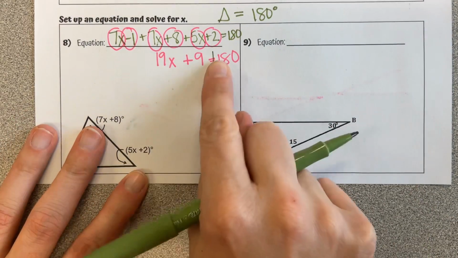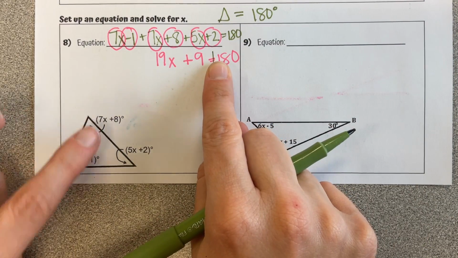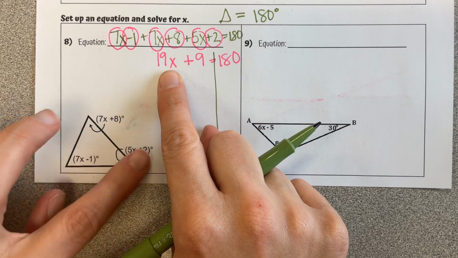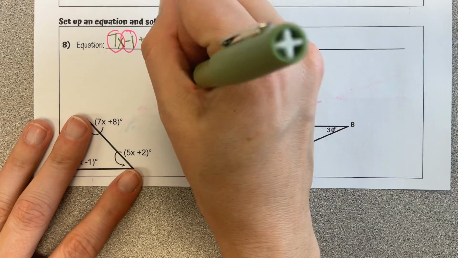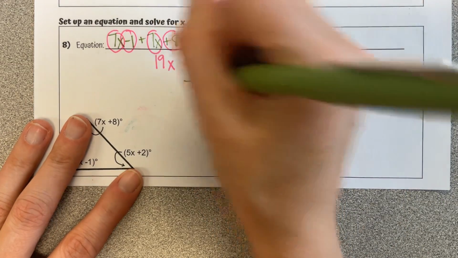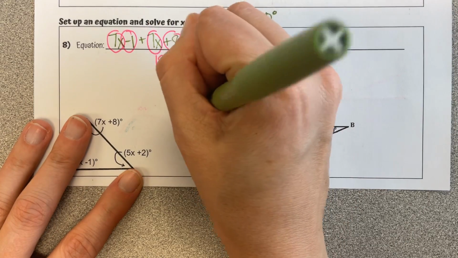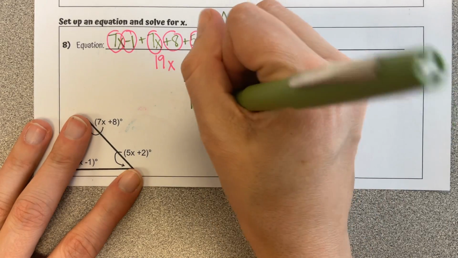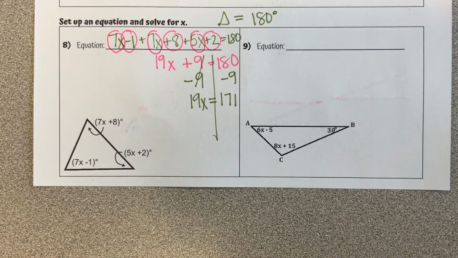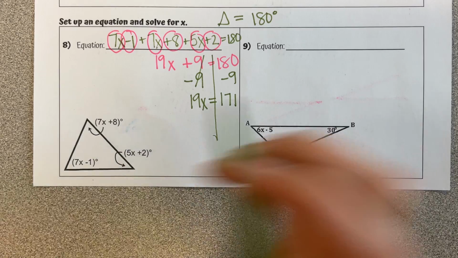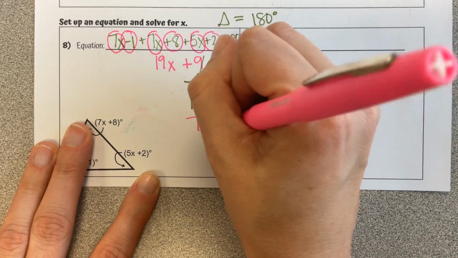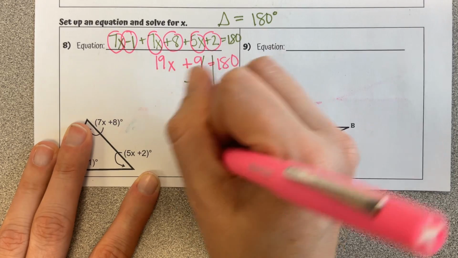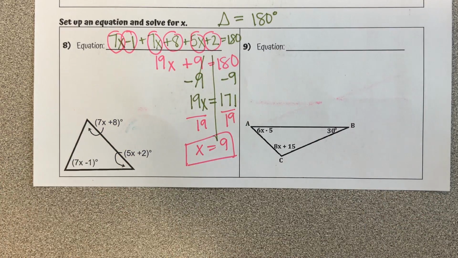If you went straight to that because you just went here and were like 7, 14, 19, great. 8, 10, 9, great. It would be fine to start here as well. And then we're going to subtract 9 from both sides. We get 19x is equal to 171. And then we're going to divide each side by 19 to get that x is equal to 9.